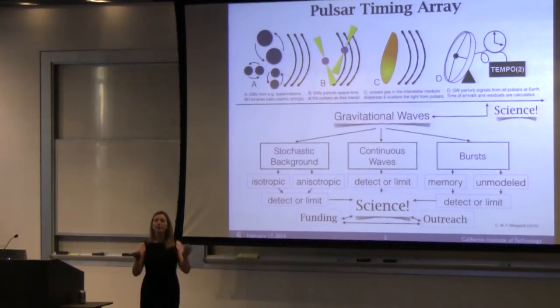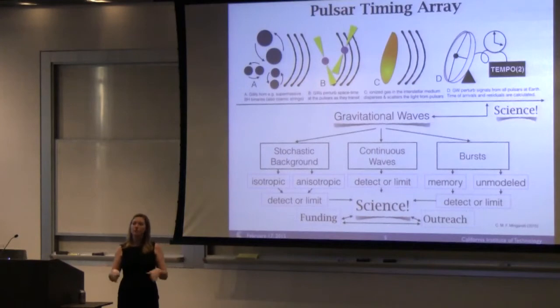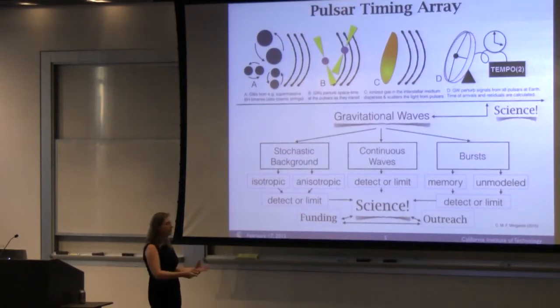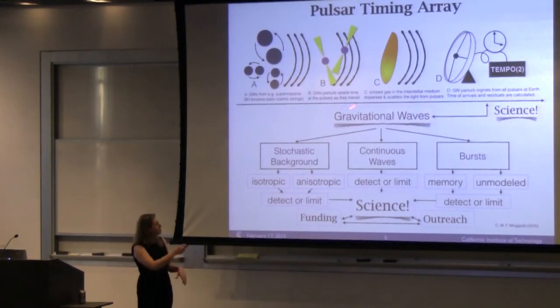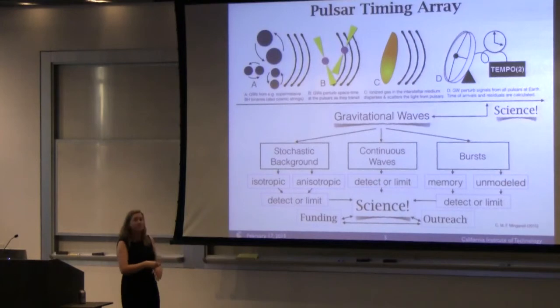So without even talking about gravitational waves, when you're just talking about the context of pulsar timing, looking at these pulsars and timing them, there's a fantastic wealth of science going on. But then when you add gravitational wave science into it, we have different types of gravitational waves we're looking for. We've got a stochastic background, something I'll talk about more in a minute, and something called continuous waves.